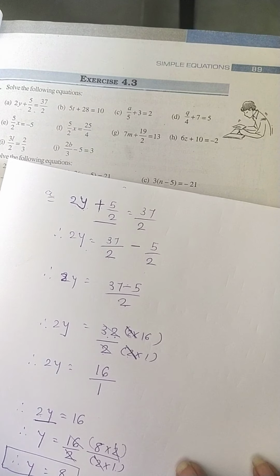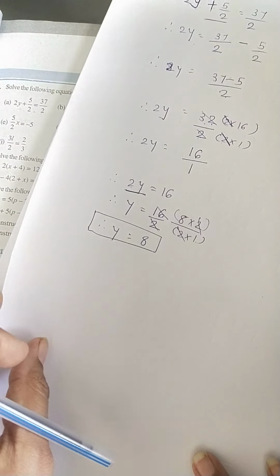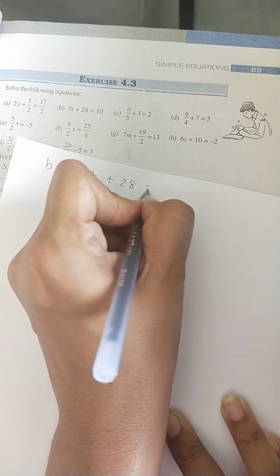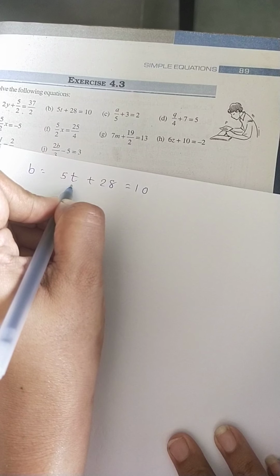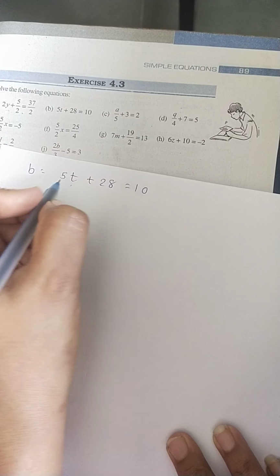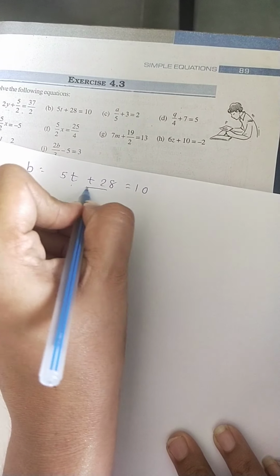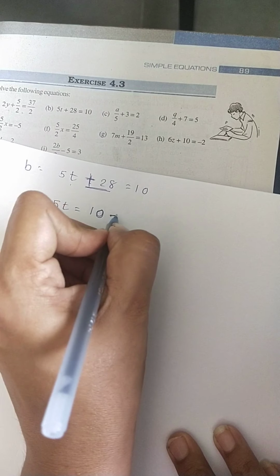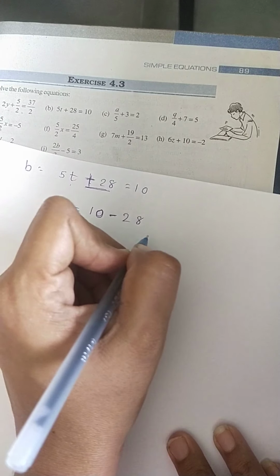Now next, which one is a little hard? See, we try with the next, B. 5t plus 28 is equal to 10. So here which one is the variable? t. So we have to make it separate. So write over here 5t is equal to 10 as it is. What is the sign over here? Plus. Okay, here it is addition, side change, sign change. So it will be negative 28.